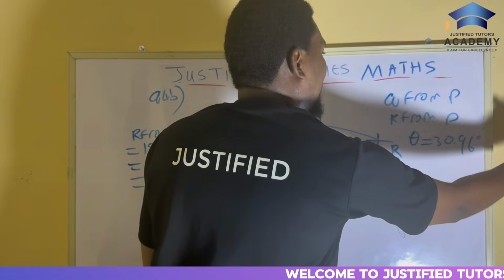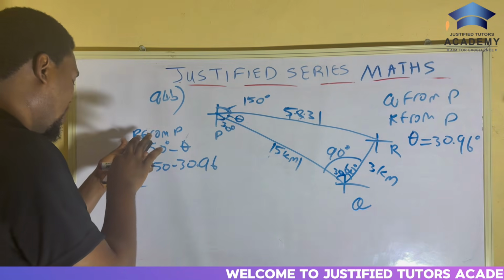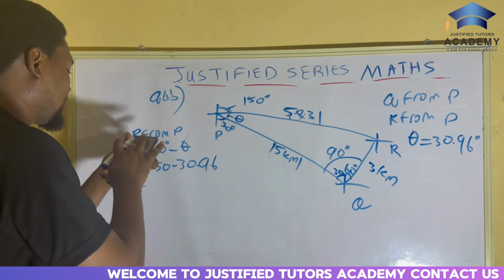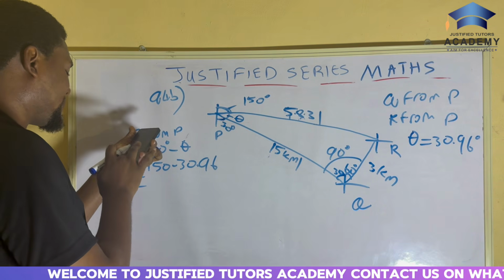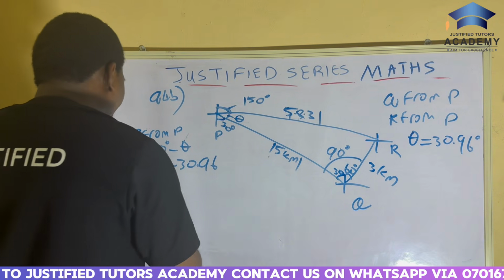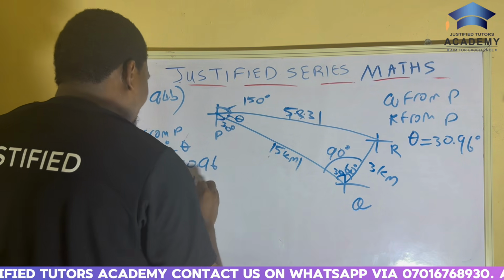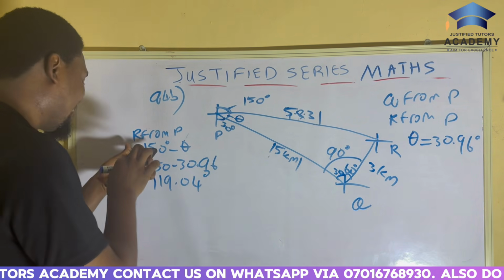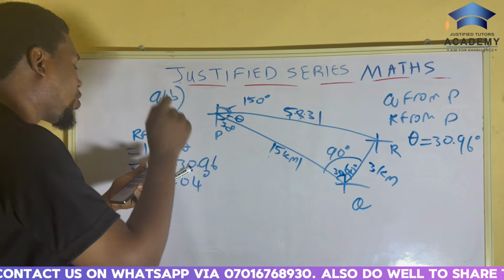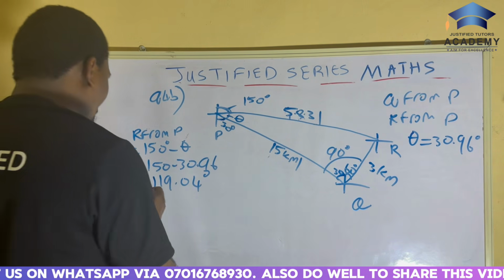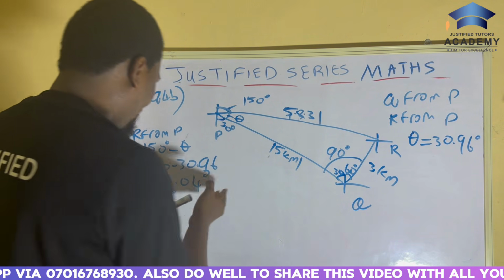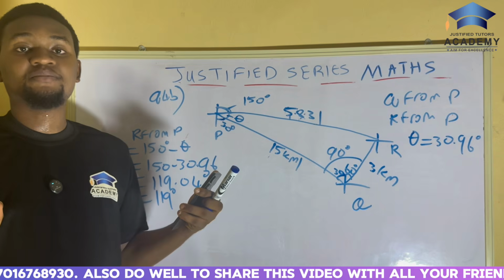150 minus 30.96 will give you 119.04 degrees. And the question says find the bearing of R from P correct to the nearest degree. That will be 119 degrees. And this is your final answer. Simple as ABC.